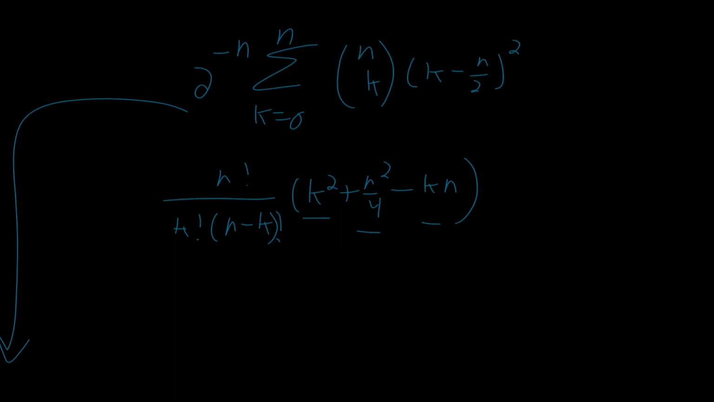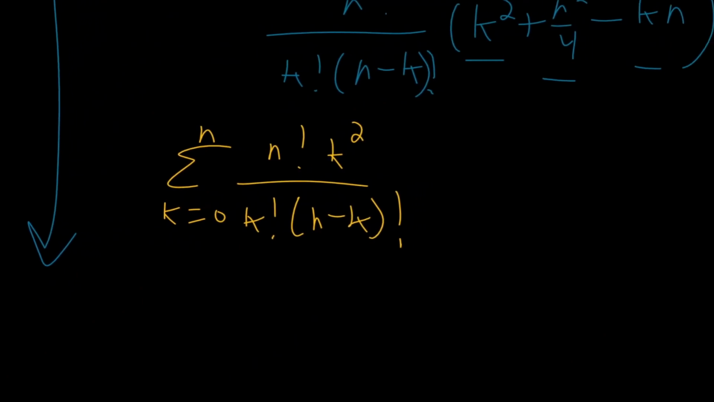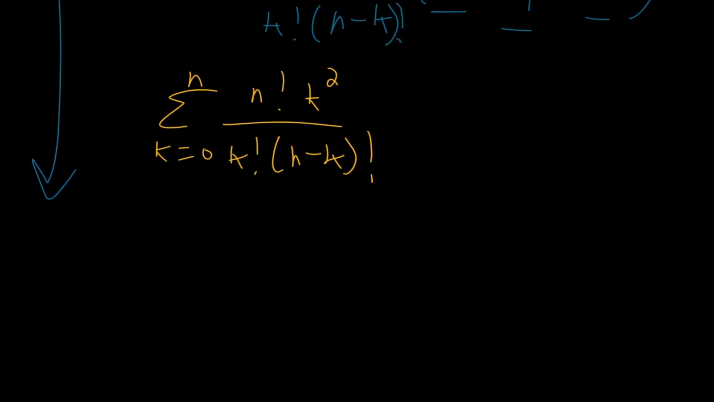For our first one, the k squared term, we have the sum from k equals 0 to n. I'll keep n factorial in the sum: n factorial over k factorial, then a k squared, and then our n minus k factorial. The way we're going to take care of this is actually a little bit fun. I liked it, at least.